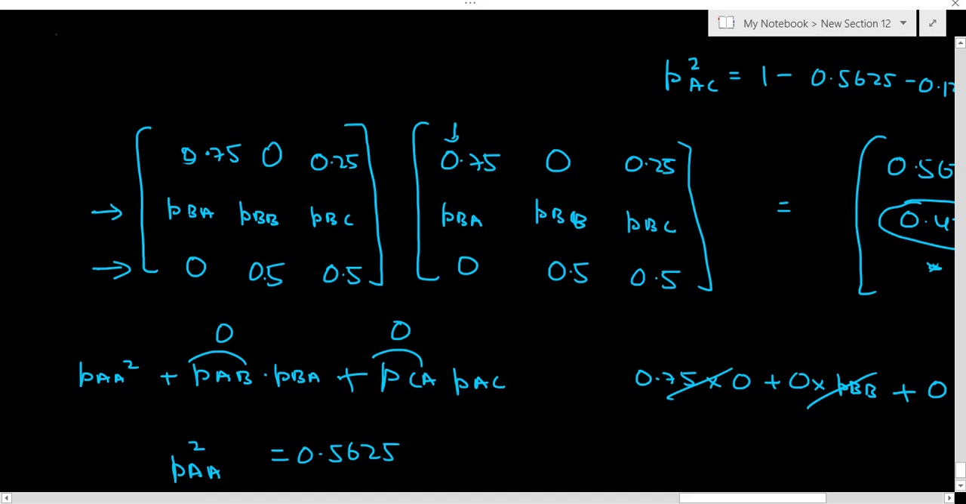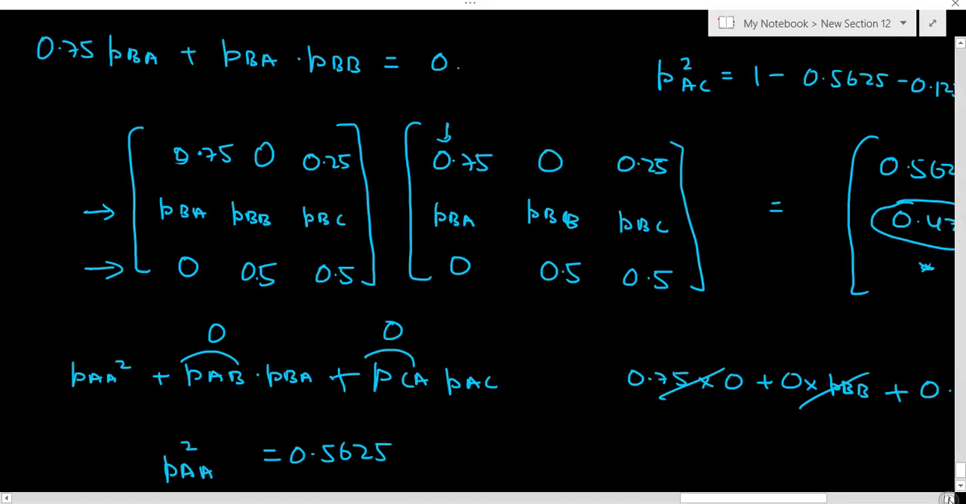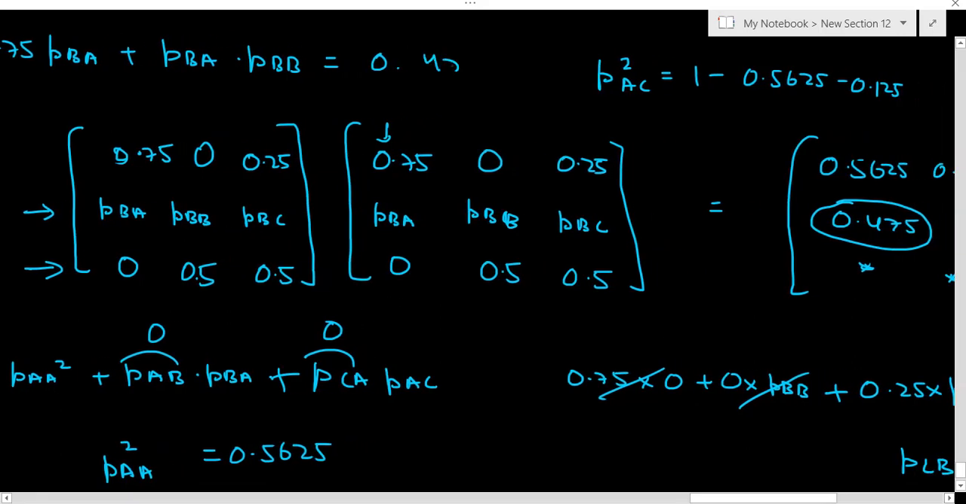That becomes 0.75 PBA plus 0. That would be PBA into PBB. Okay, and finally you have got the third value here, which would be multiplied with the 0 here, so that becomes 0. So this thing has to come out to be 0.475, right? This value has to come out to be 0.475.